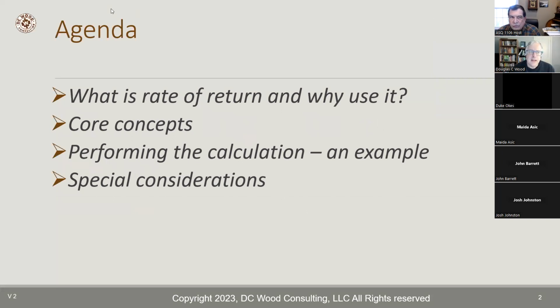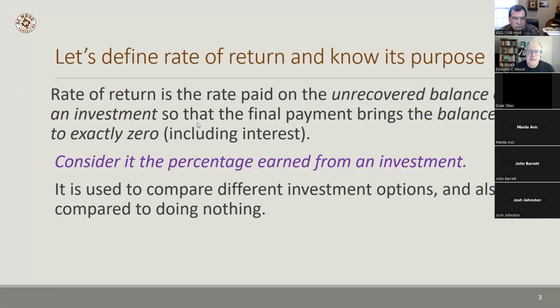Well, this topic underlies so many things that we run across today, and as managers, so many things that we're supposed to do. So we're going to talk today about what is rate of return and why would you even use it? We're going to cover some of the core concepts behind it. We're going to do a calculation as an example, and then we're going to give you some special considerations that go with this.